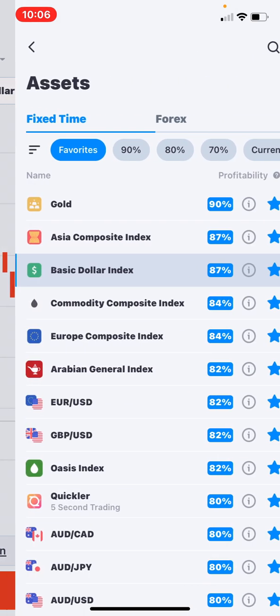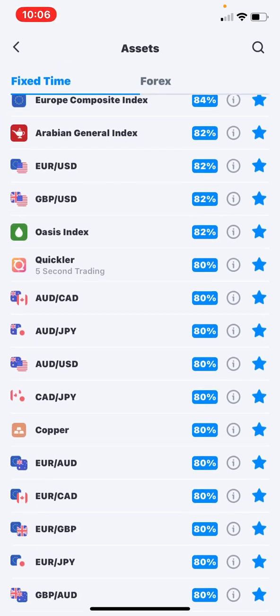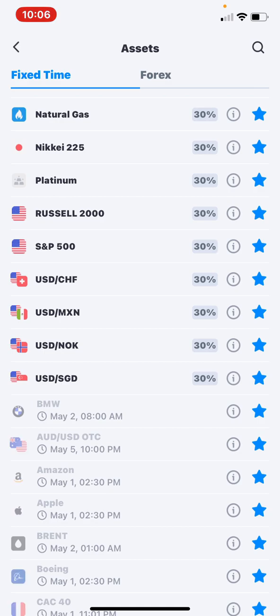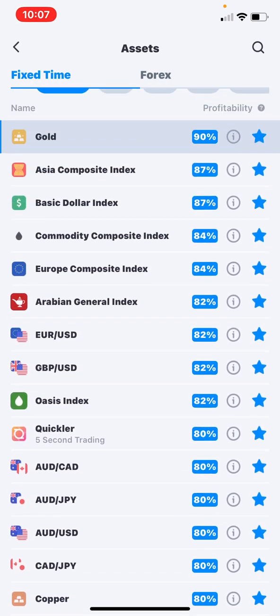As you can see here, if you want to look at the profit you'll be aiming for, you look at the percentage. This one, gold is on 90%. Asia Composite Index is on 87%, and all of them 87%, 84%. Note, I won't advise you to trade on 30%, because you can't just be risking like $20 for just like $3. That's how it is. So don't trade on 30%. Only trade on 80% and above. Don't trade on 70%. That's not advisable.